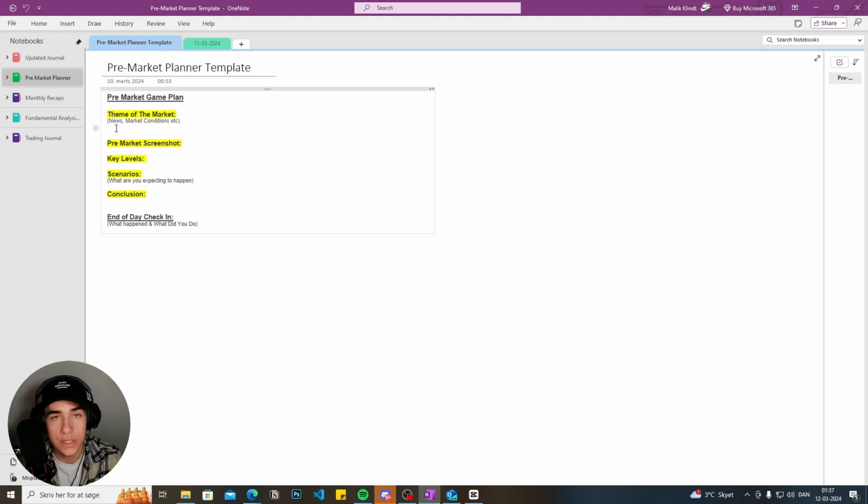Then we have market conditions. Are we bullish? Are we bearish, right? Is it obvious, or do we have choppiness? Are we in a range? What are we doing, right? What is the condition of the market currently? And we have a pre-market screenshot. That is pretty self-explanatory.